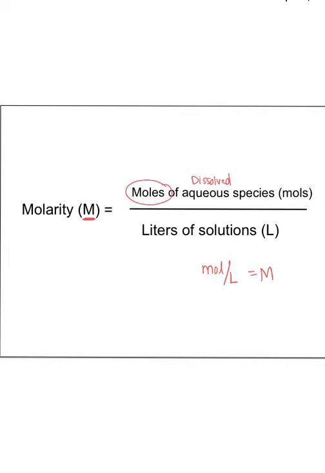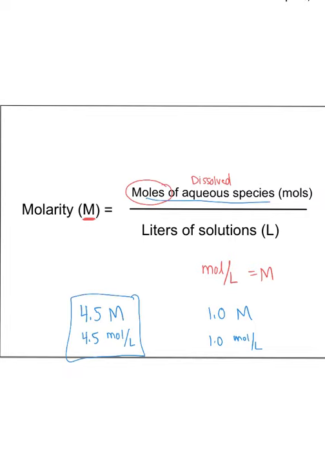So what that ultimately means is something that is 4.5 molar, or 4.5 moles per liter, same thing, is more concentrated than something that is 1.0 molar, or 1.0 moles per liter. So this one has more particles, more moles of aqueous species dissolved per liter than this one does. So that's a bigger concentration.